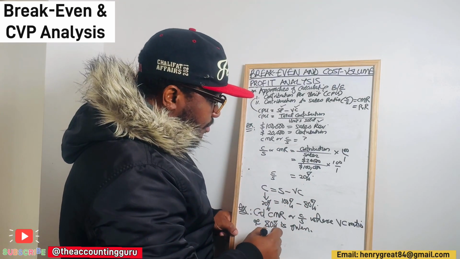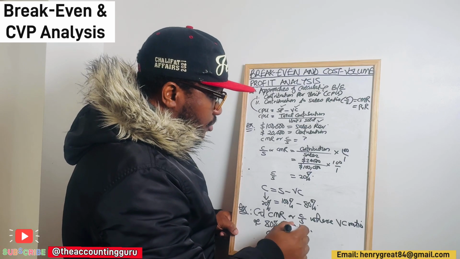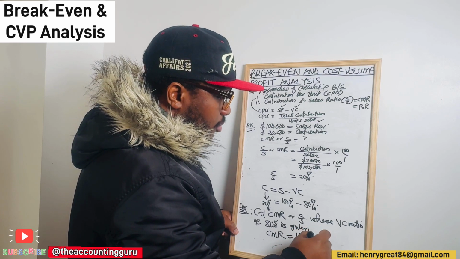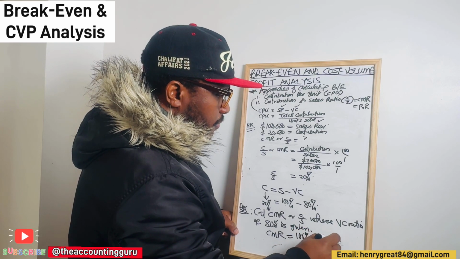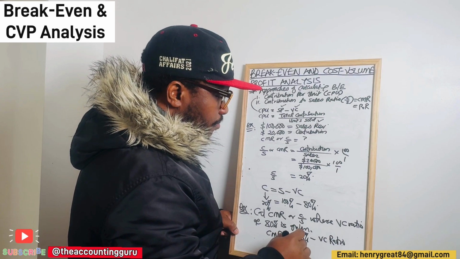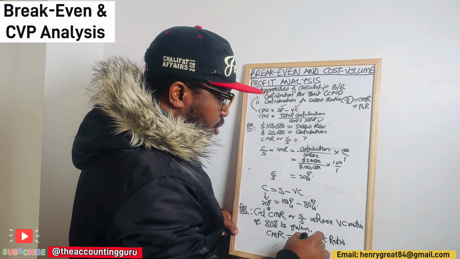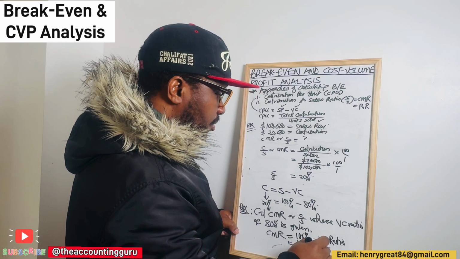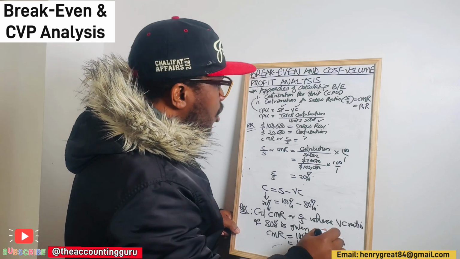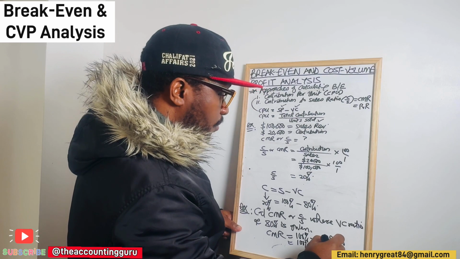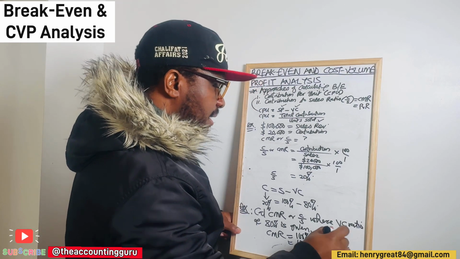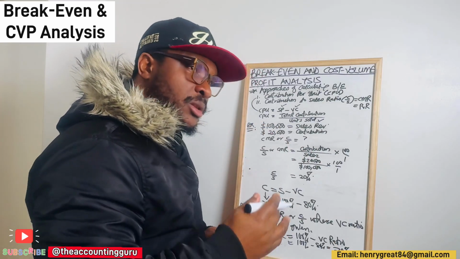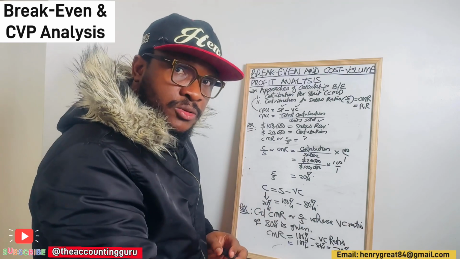So to get CMR, just say 100% sales minus the variable cost ratio, which simply means 100% minus 80%. The variable cost ratio is 80%. The CMR, or the C over S, contribution to sales ratio, will be 20%. Then you can now use this 20% to determine your total contribution, to determine other stuff the question is asking you. I hope this is clear.